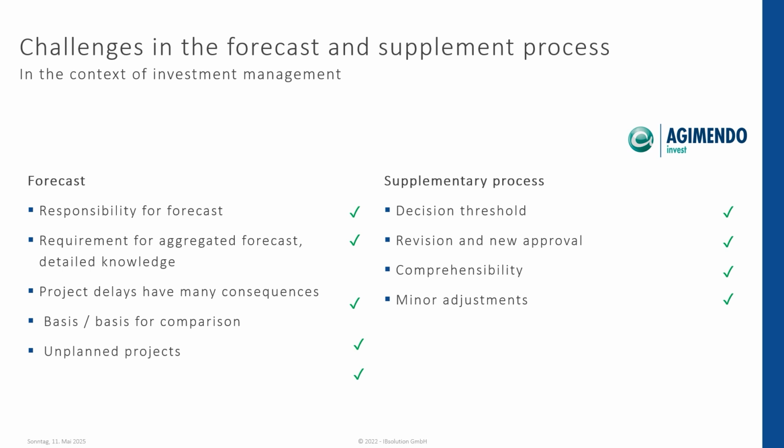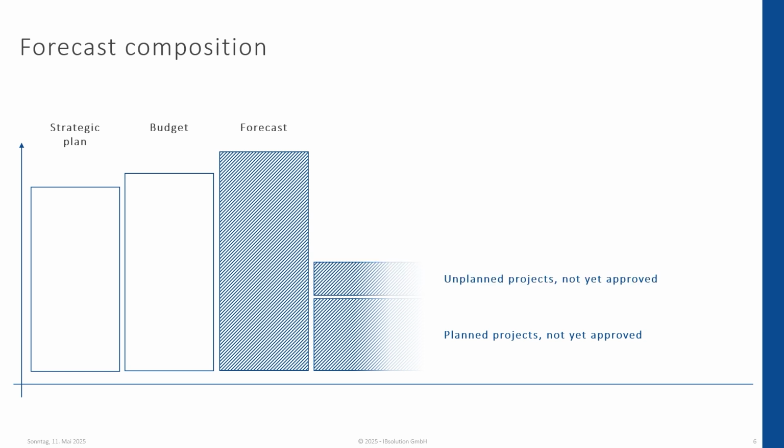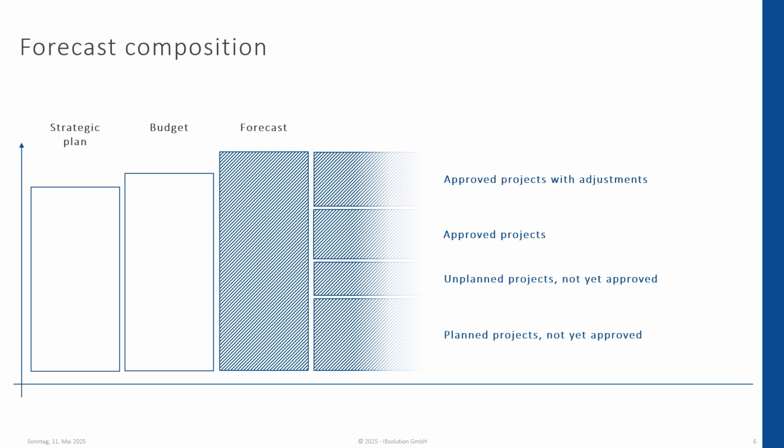And when we look at how the forecast is built in Agamemnon Invest, we see it's a multi-stage forecast containing the following: planned projects which are not approved, unplanned projects which are not approved, approved projects, and approved projects with adjustments.